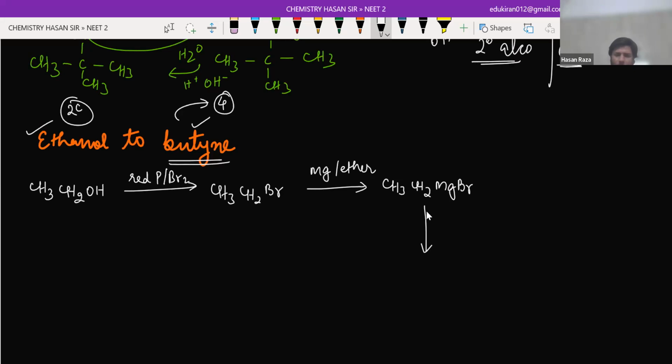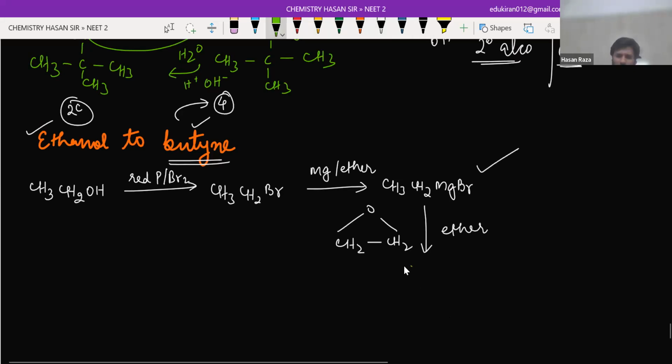Okay, I will tell you another method as well. First, you are going to react this with ethylene oxide, CH2-CH2-O, in the presence of ether. With this Grignard reagent, how will it react and what will it form? You can see there will be formation of an adduct, that is CH3CH2CH2CH2OMgBr.